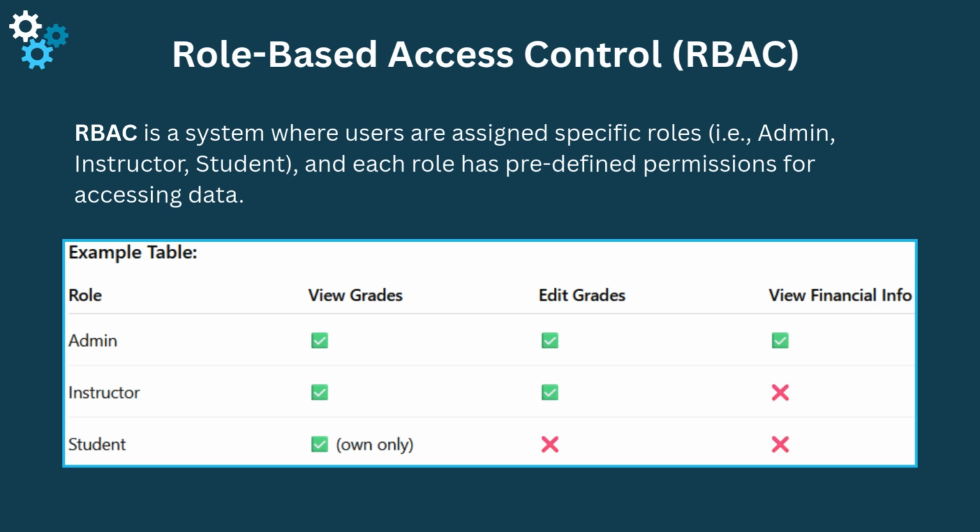Let's switch gears and talk about role-based access control, or RBAC. This system assigns users to specific roles, like admin, instructor, or student. And each role has a set of permissions that determine what data they can see, what they can change, and what queries they are allowed to run. It's a great way to manage who gets to do what in your system.